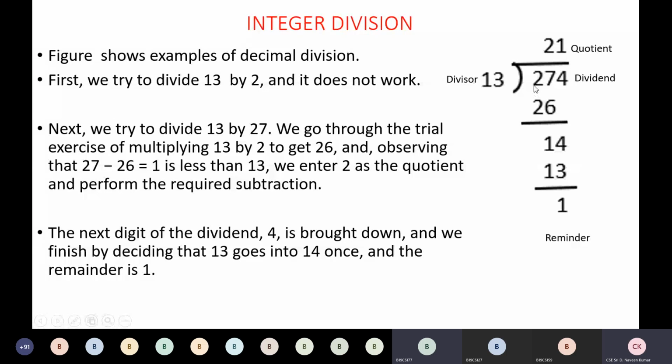Right. So computers don't know that they need to take 2 numbers at a time. So they take only 1 number at a time each time. First they try with 2. If it is not successful, they will try with 27. If it is successful, then we'll go on with the division.